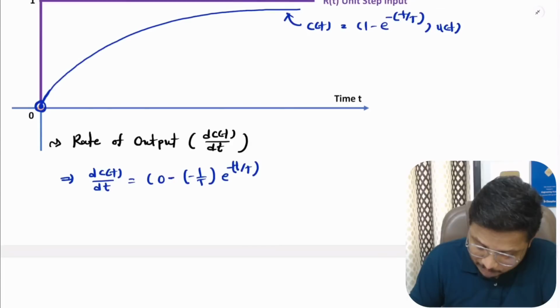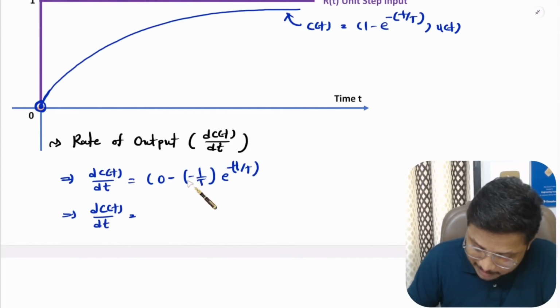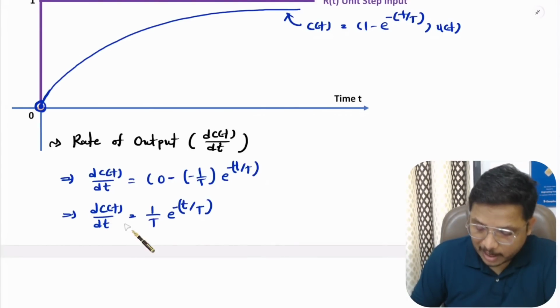If you further simplify this, then you will have dC/dt. See, minus minus gets plus. So 1 by T into e to the power minus t by capital T. That is the rate of output.